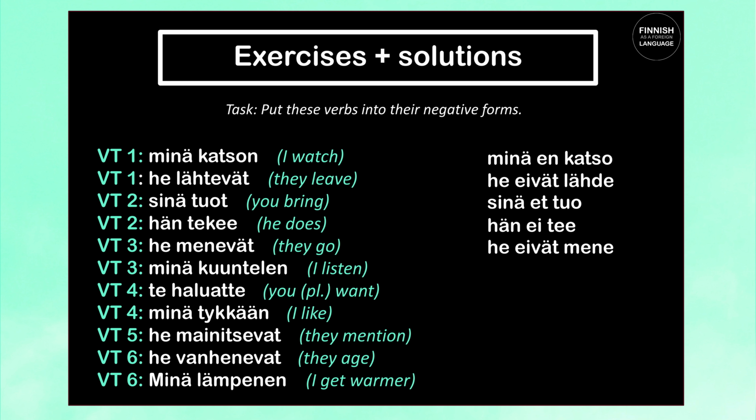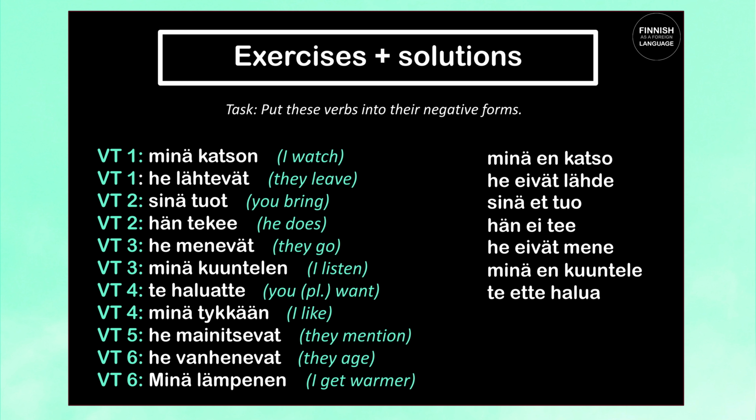Next one, minä kuuntelen means I listen. The negative form is, very good, it's minä en kuuntele. The basic form of this verb is kuunnella, which belongs to verb type 3 and it's affected by the consonant gradation. Next one, verb type 4, te haluatte, meaning you want. The negative form is, yes, it's te ette halua. Te ette halua. You don't want.